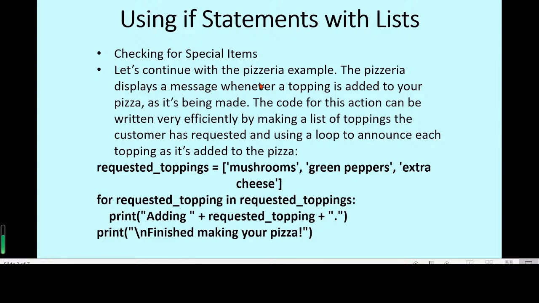So let's continue with the pizzeria example. The pizzeria displays a message whenever a topping is added to your pizza as it is being made. The code for this action can be written very efficiently by making a list of toppings the customer has requested and using a loop to announce each topping as it is added to the pizza. So this is a requested toppings list with 3 items. Then we can write a for loop: for requested topping in requested toppings, for each element of this list. Then we print adding this requested topping.